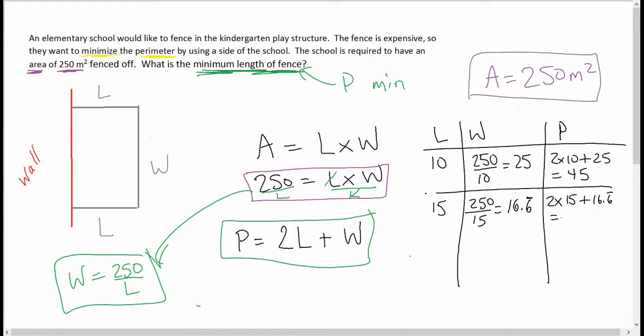Okay, so I kept that 16 continuing in my calculator, which is really nice because it's very accurate, and I'd end up with 46.67. Okay, so already we can have a look at our numbers, and what's better, the 45 or the 46 for the perimeter? Well, we're trying to minimize perimeter, so we want the smallest perimeter. So right now 45 is better. So it looks like as our length is getting bigger, the numbers are not as good. So we could try something in between 10 and 15.